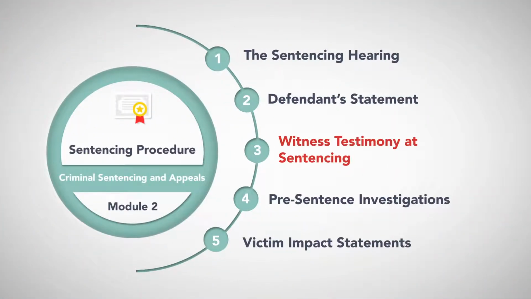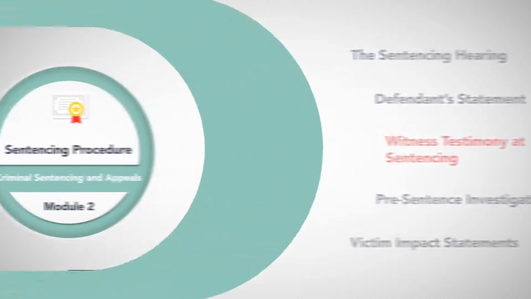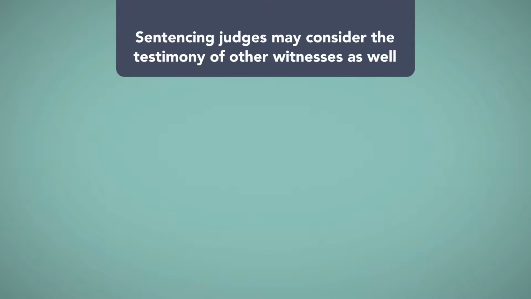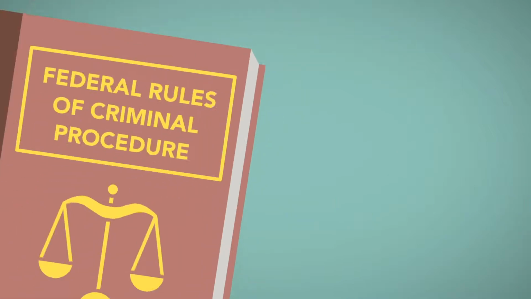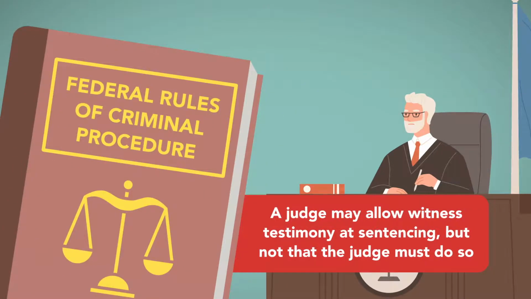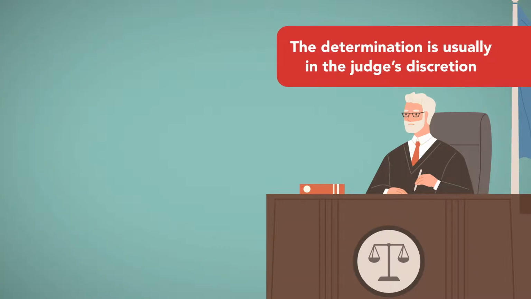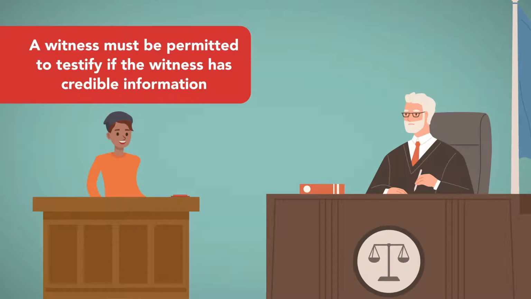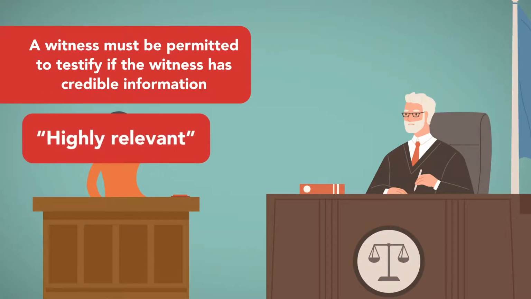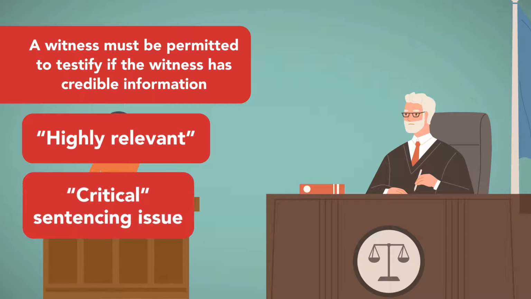Witness testimony at sentencing. In addition to hearing from the prosecution and defense, sentencing judges may consider the testimony of other witnesses as well. The federal rules of criminal procedure state that a judge may allow witness testimony at sentencing, but not that the judge must do so. While the determination is usually in the judge's discretion, a witness must be permitted to testify if the witness has credible information that is highly relevant to a critical sentencing issue.